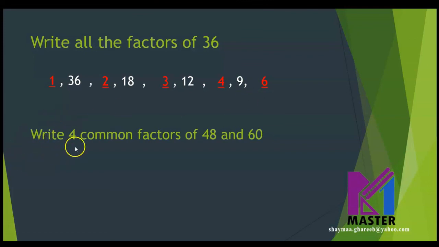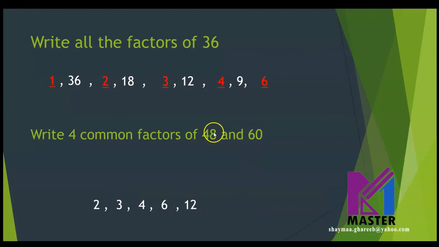Now, question 2, write 4 common factors of 48 and 60. I will think of a common factor, a number that I can divide both numbers with. Can I divide both numbers by 2? Yes, because both of them are even, so 2 is a common factor. Can I divide both numbers by 3? Yes, this number is divisible by 3 and this number is divisible by 3. So I can say that 3 is a common factor.